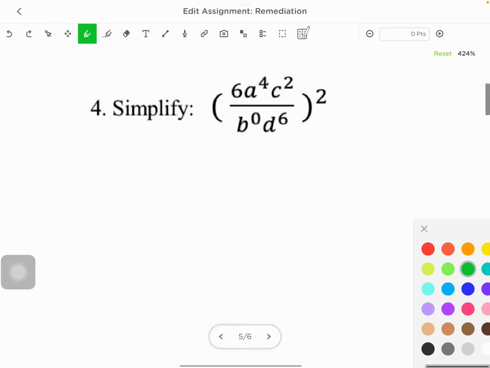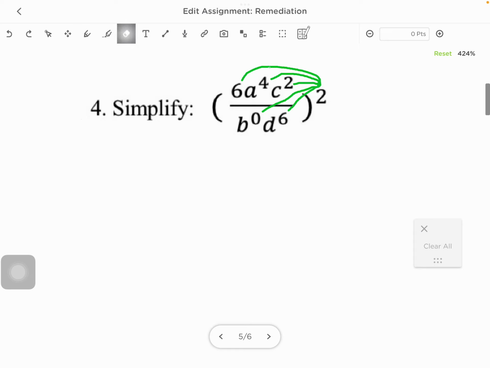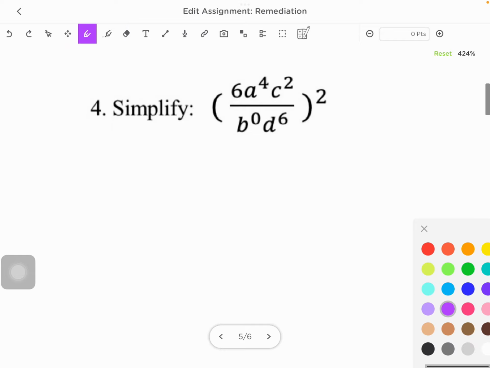Okay, let's talk about number 4. So this one, it looks like we have an exponent of 2 on the outside. We're going to do a lot of distributing here. We're going to distribute this exponent of 2 to the 6, to the a to the 4th, to the c to the 2. And we're not done there. We're also going to distribute to the denominator, to the b to the 0, and then to the d to the 6. Okay, so let's erase and let's go backwards and let's take our time and talk a little bit about what this is going to look like.